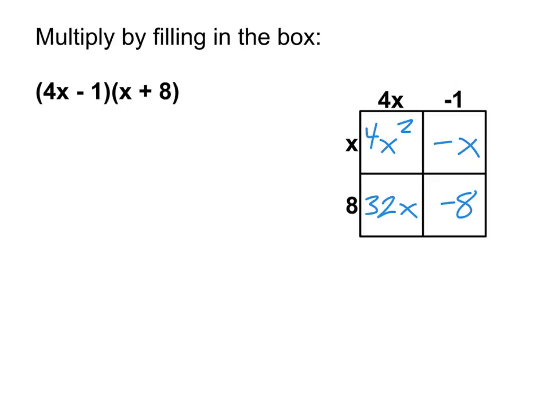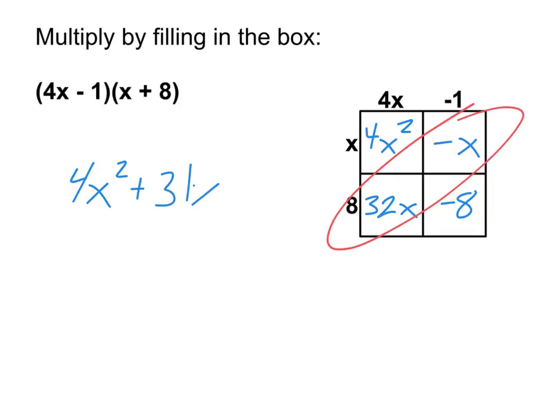All right, in this case, this is the box we should end up with. Then we add the pieces together. The 4x squared stays a 4x squared. I can add the two like terms, which are those: 32 and then negative 1 gives me a positive 31x. And then the minus 8 just stays a minus 8. So that's your final answer, the way we expand it out.